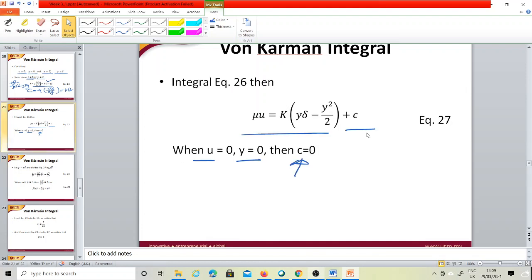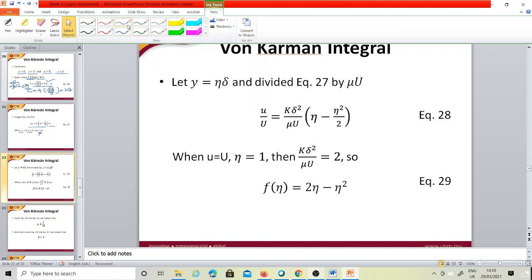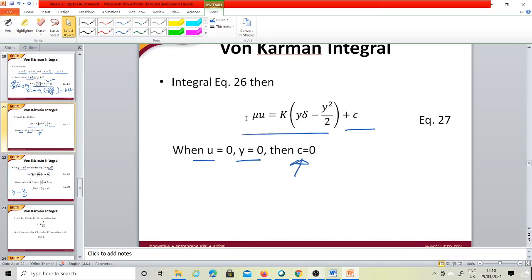So now you have this expression, right? You already know the C. So what you can do now is substitute the value of eta delta, because you know that eta is equal to y by delta. So y is equal to eta delta; you just put the value of y, you transfer to the delta, and you divide it by mu U. Then you will get this expression from equation number 27.